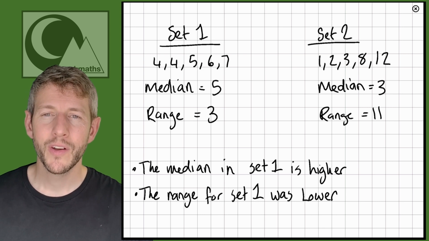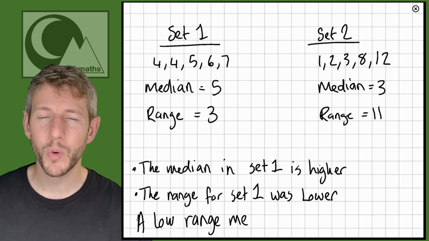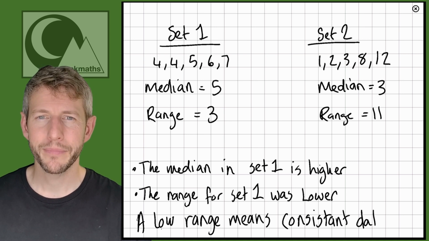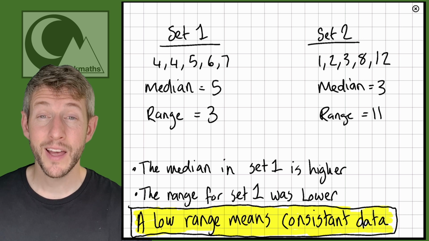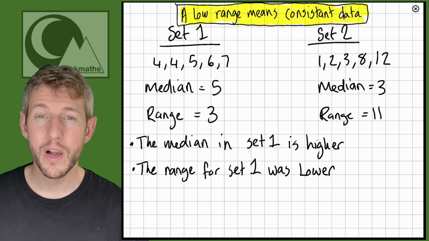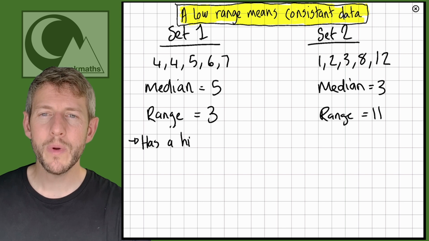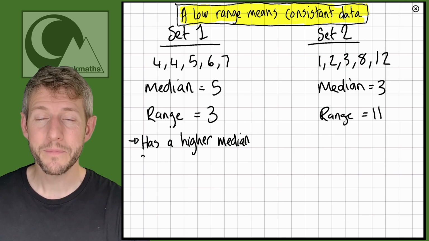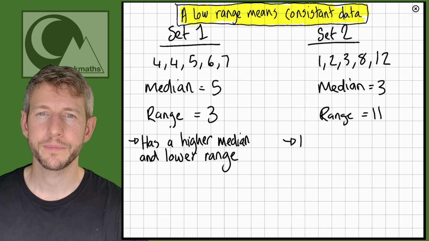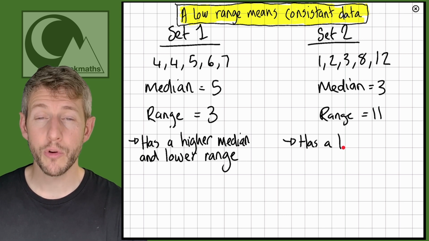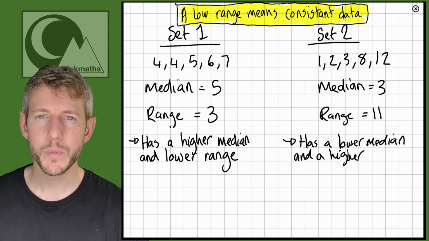Now, what we also need to know is, what does this mean? What is important about the lower range? If something has a lower range, it means that their data is more consistent. So a low range means we've got consistent data. If we were looking at these two groups, we would say group 1 has a higher median and a lower range, and group 2 has a lower median and a higher range.